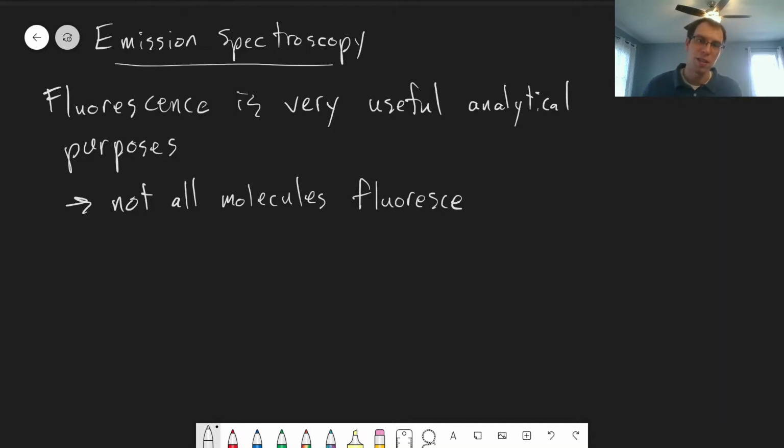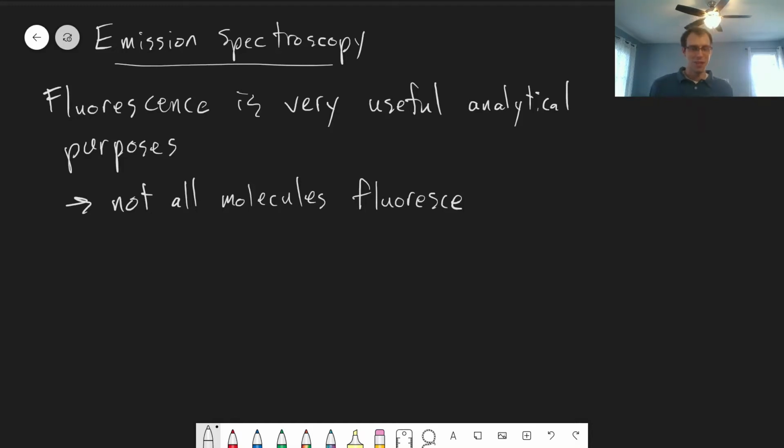The one option, particularly in biological systems, is you can attach something to your molecule that does fluoresce, and that allows you to keep track of it. This is a really powerful technique that's used in biological chemistry, particularly with things like the green fluorescent protein, GFP, that Mark studies. And that's why its discovery led to a Nobel Prize.